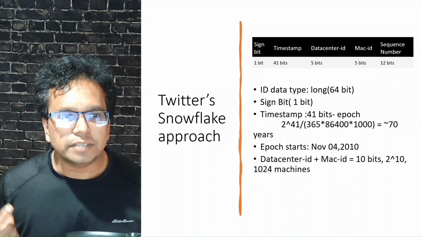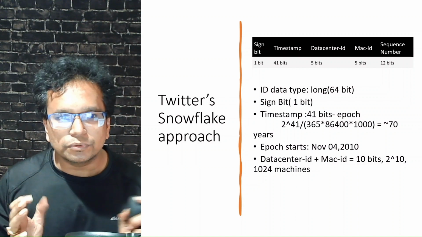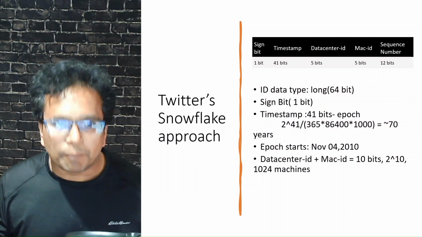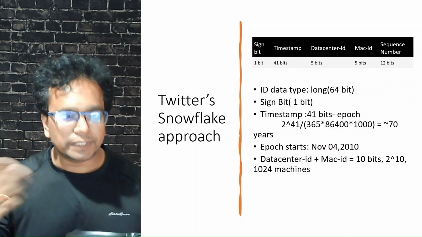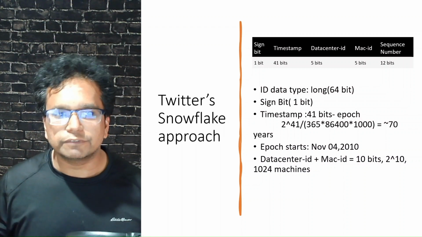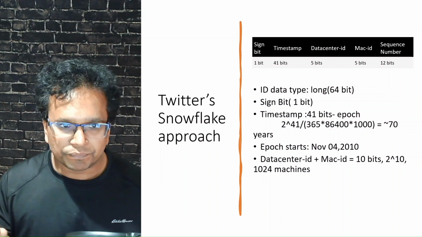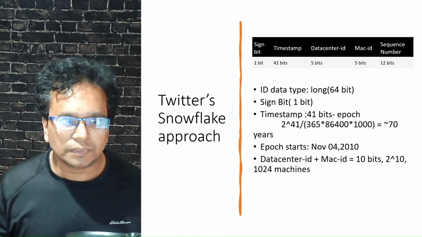The next is the data center ID and the machine ID. Combined, these two are actually 10 bits, and they can uniquely identify a particular machine. That means we can have up to 2 to the power 10, which is 1024 machines, that can be uniquely identified and can be part of this ID that helps you uniquely identify the machine.